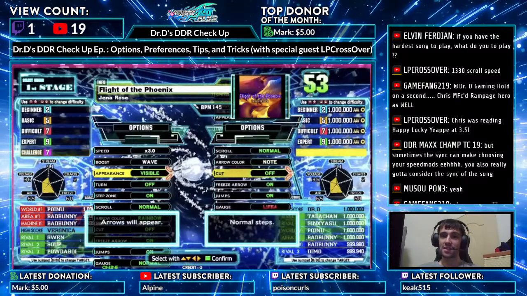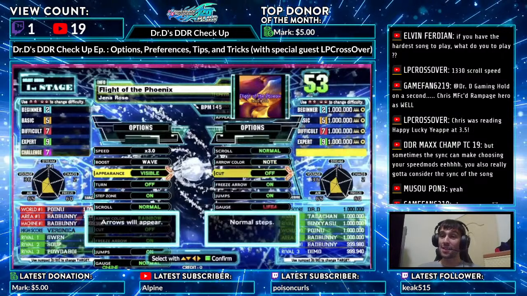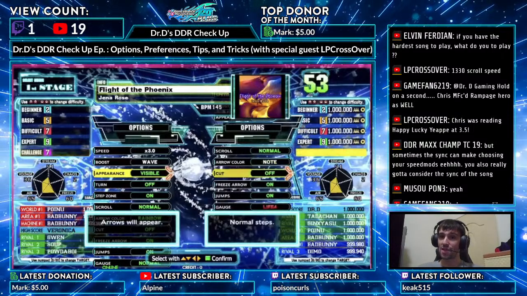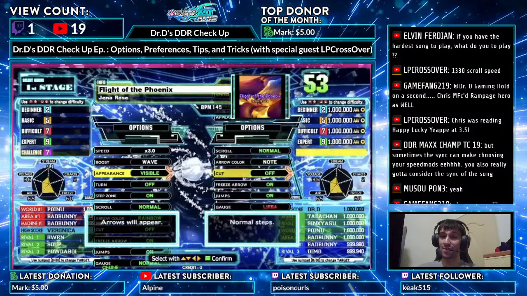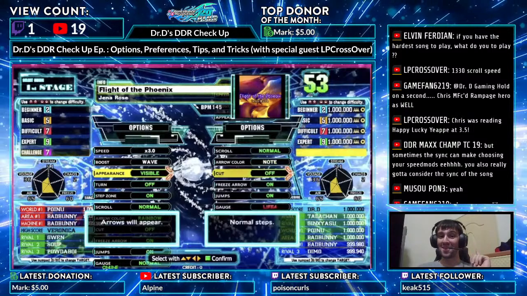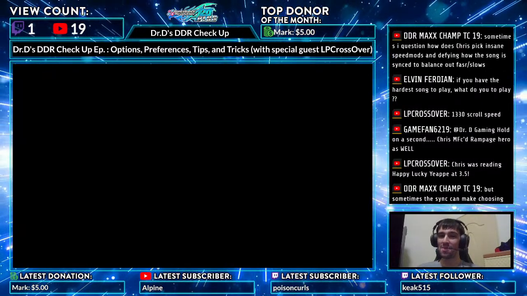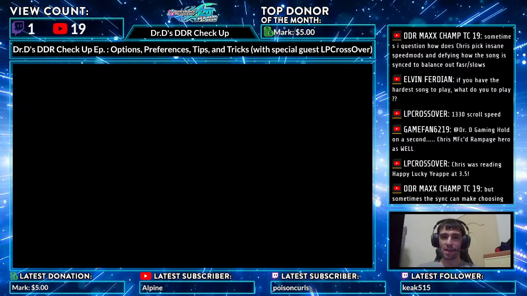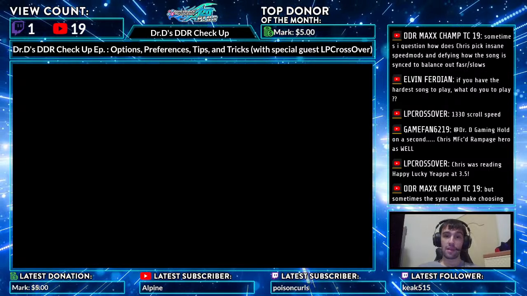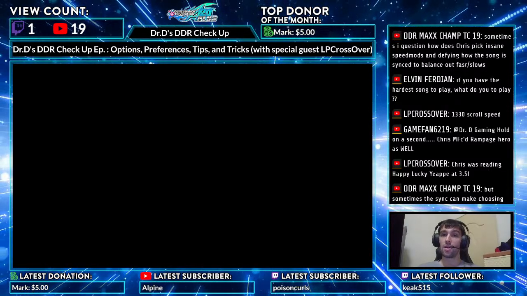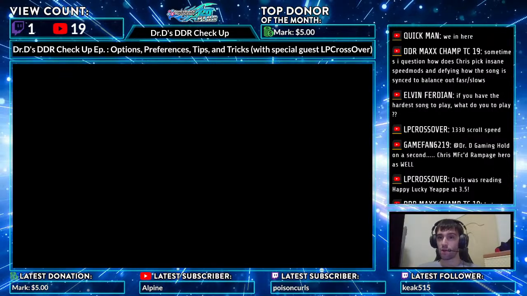So that brings us to the last option, which is boost. Is there any advantage to using boost? Believe it or not, maybe. It's not very confident, but maybe. And the reason why I say maybe is there is at least one very high-level player in Japan who uses boost on the regular. Some of you may or may not know who they are.